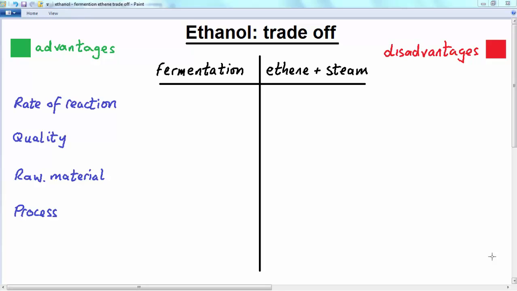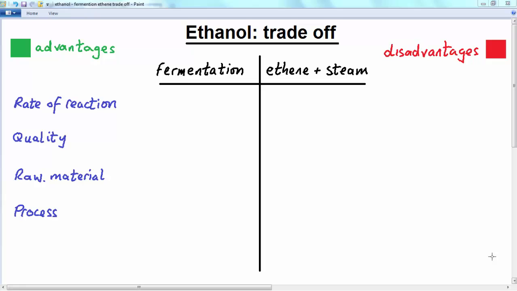In the last two lessons we looked at two methods for the manufacture of industrial ethanol. One of them was through the reaction of ethene with steam, and in the other we looked at the process of fermentation. During these lessons I mentioned various advantages and disadvantages of each process, and in this lesson I'd like to summarize these by making a comparison.